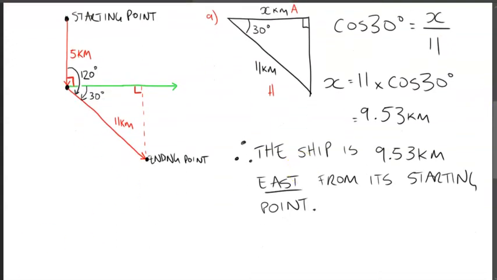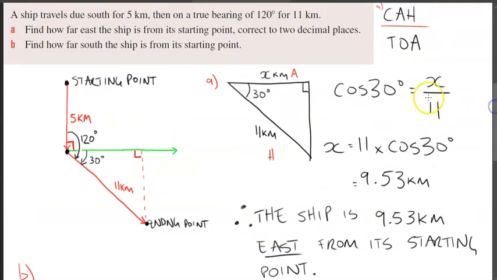Now we're going to look at B, and B is asking for how far south the ship is from its starting point. So instead of working out from there to there, we're going to work out what this is down, and then another part down here. Well, we already know that whatever we have to find out for this part here, we have to add 5 onto it, because we know for a fact that it's traveled 5 kilometers south in the first place. What we're actually looking for is this distance that goes down here, which is actually this distance here.